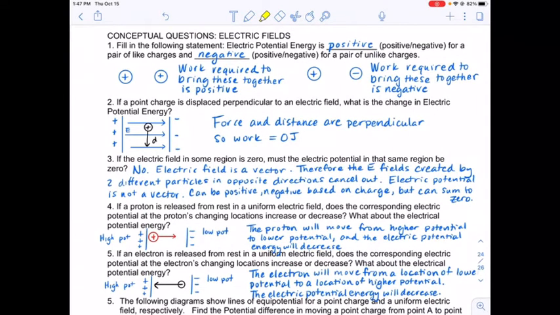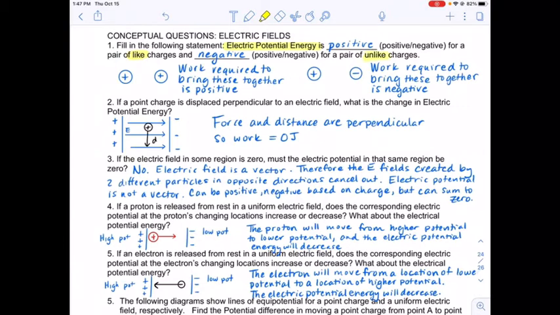Let's try to deepen our understanding of electric fields and capacitors. I'll provide a blank version of this for you to look at, to think about before you listen to these notes. Here we go. Fill in the following statement: Electrical potential energy is blank for a pair of like charges, and blank for a pair of unlike charges.